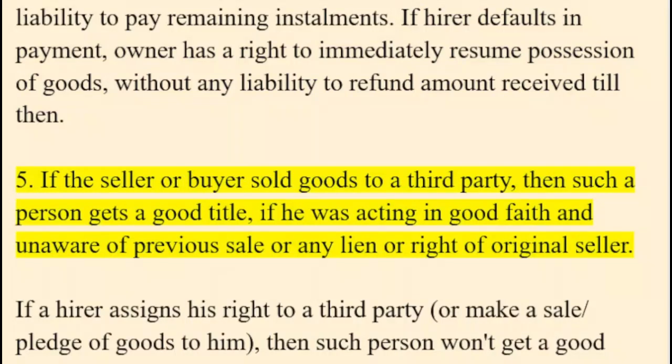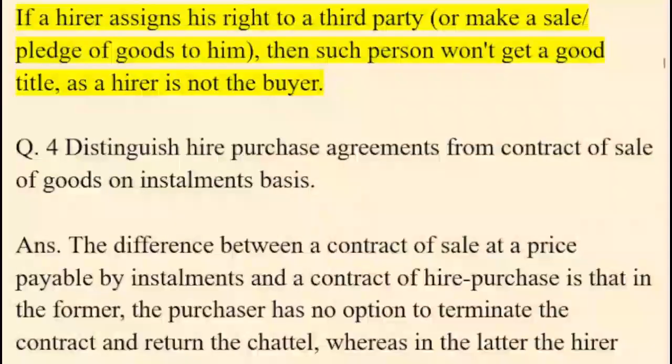5. If the seller or buyer sold goods to a third party, then such a person gets a good title, if he was acting in good faith and unaware of any previous sale or any lien or right of the original seller. If a hirer assigns his right to a third party, or makes a sale or pledge of goods to him, then such person won't get a good title, as a hirer is not the buyer.